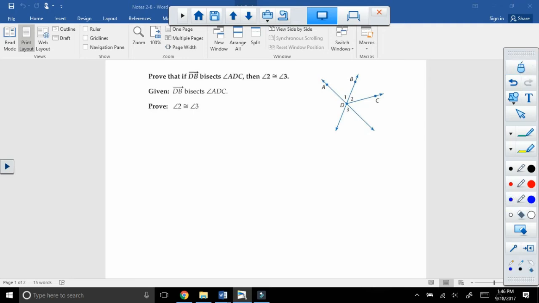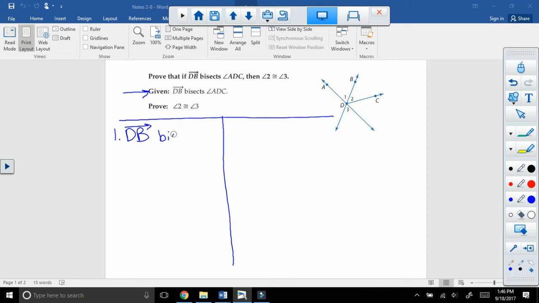Okay, so here is what most of these questions are going to look like, or an example of what they could look like. We need to make sure we are paying attention to what is given and then going off of information from that. So for these, again, we're going to be making a two-column proof. We are going to start by writing out what's given. So here it says that DB, so ray DB, bisects angle ADC. And that's all that I have given, so I'm just going to write that out.